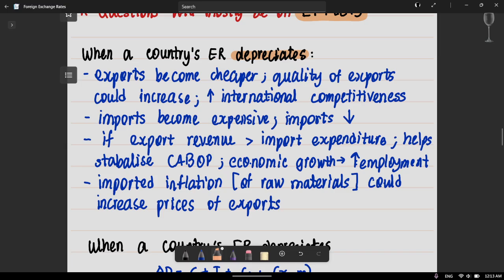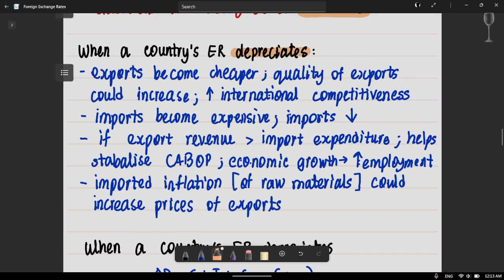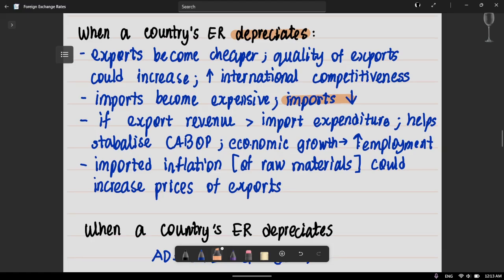Because you see depreciation, right? That means that the people in the foreign country can now buy your goods for a cheaper price, which is why your exports become cheaper. But you buying the same thing from them becomes more expensive because the value of your currency has decreased. So, which is why imports become more expensive, and the quantity imported decreases.